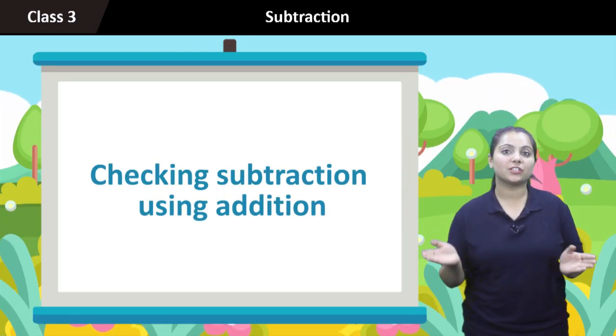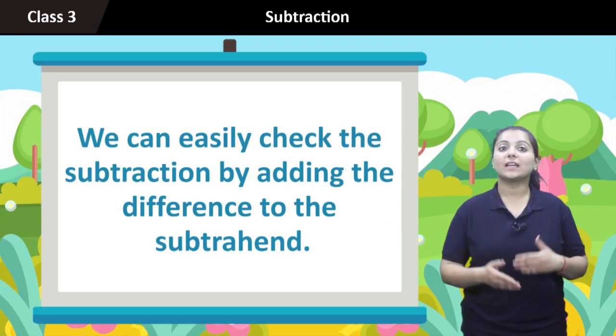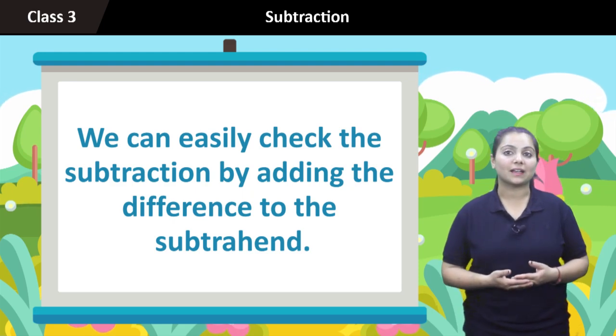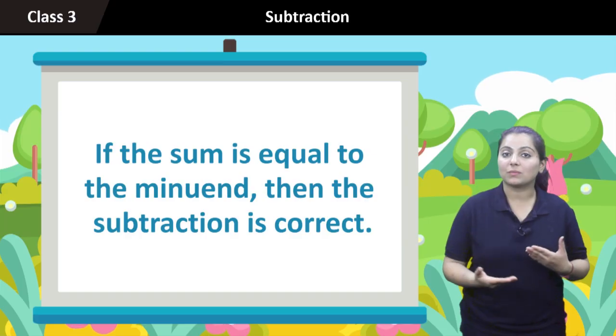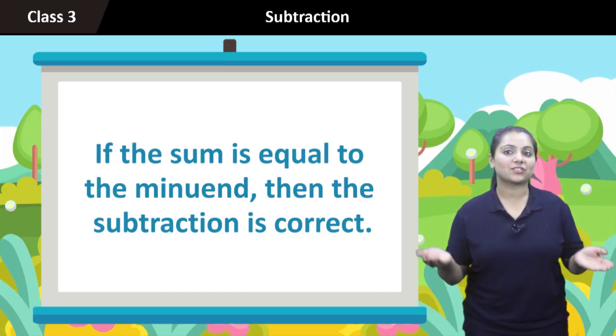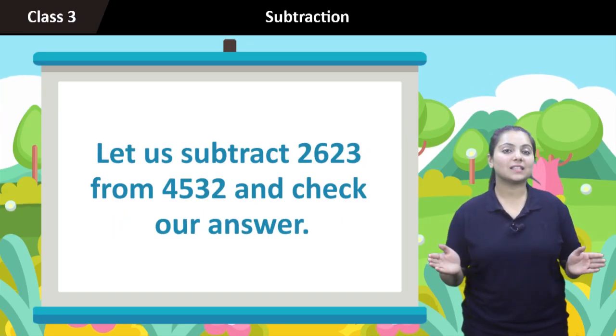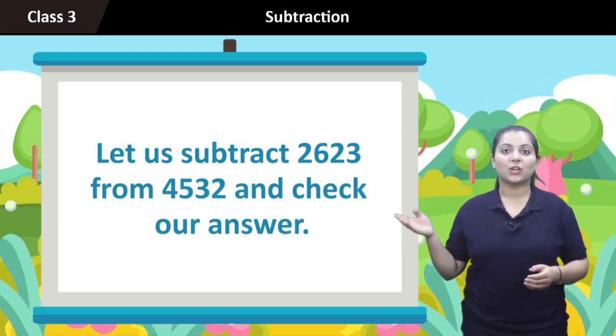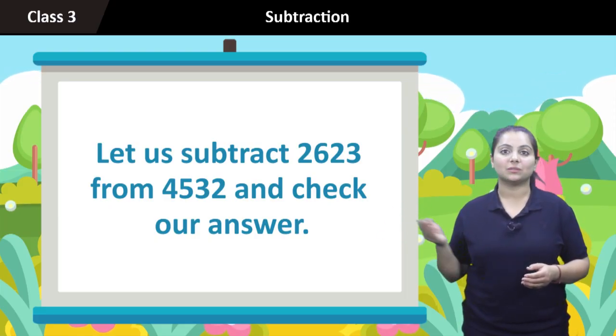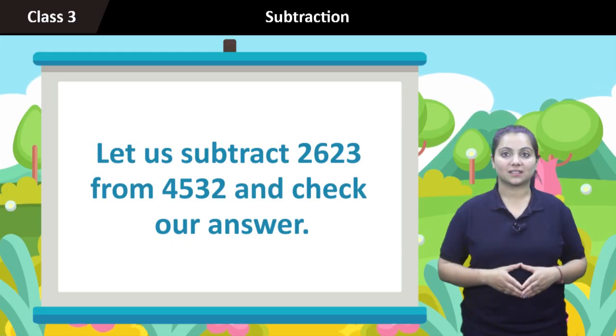Checking subtraction using addition. We can easily check the subtraction by adding the difference to the subtrahend. If the sum is equal to the minuend, then the subtraction is correct. Let us subtract 2,623 from 4,532 and check our answer.